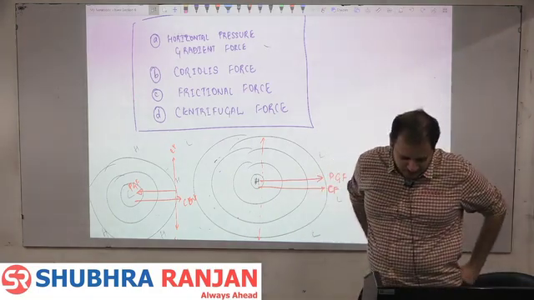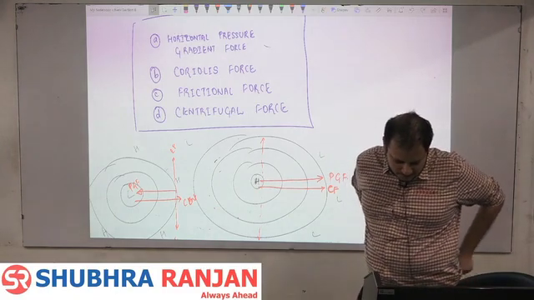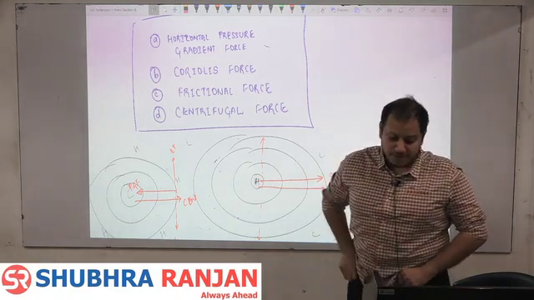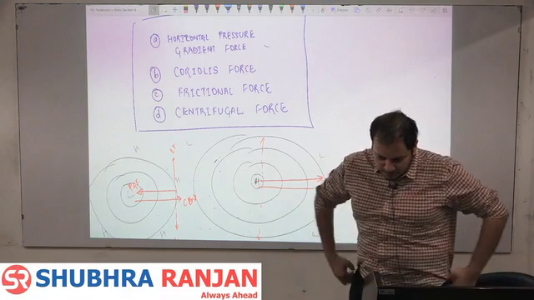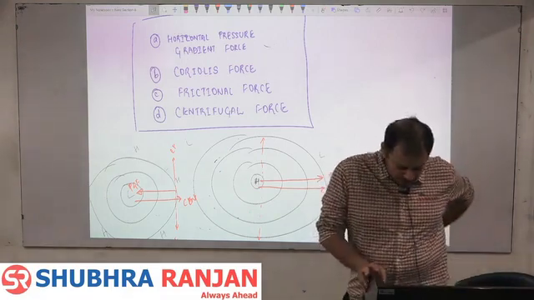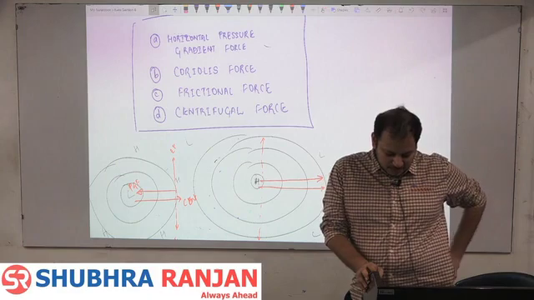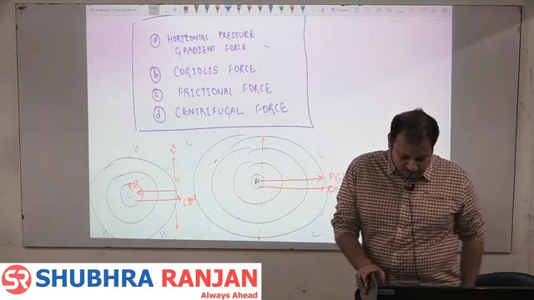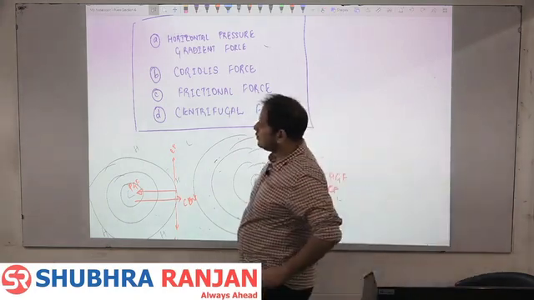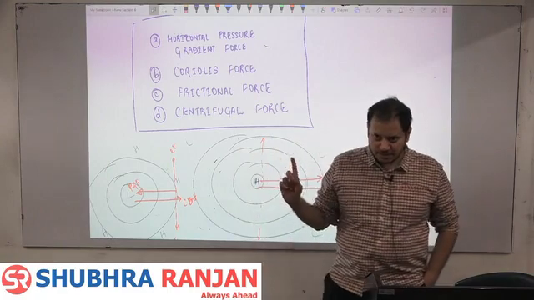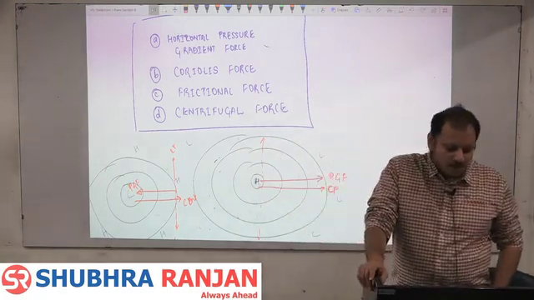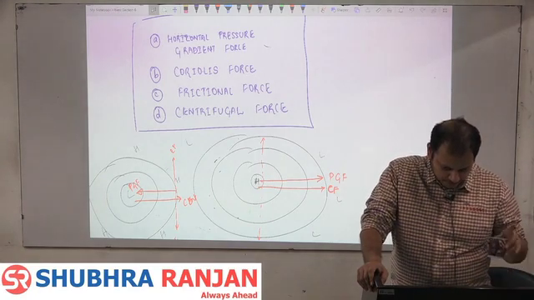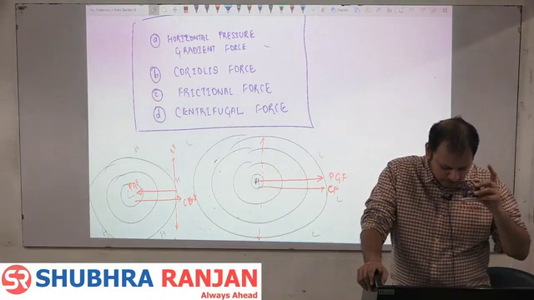Pressure gradient force is the force that causes the wind movement. Isliye wind generating force. Next, wind always flows from high pressure to low pressure.